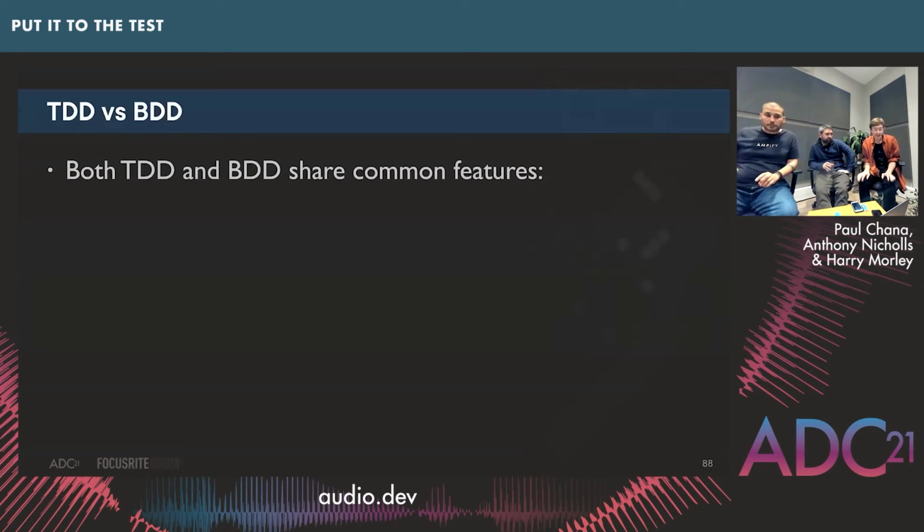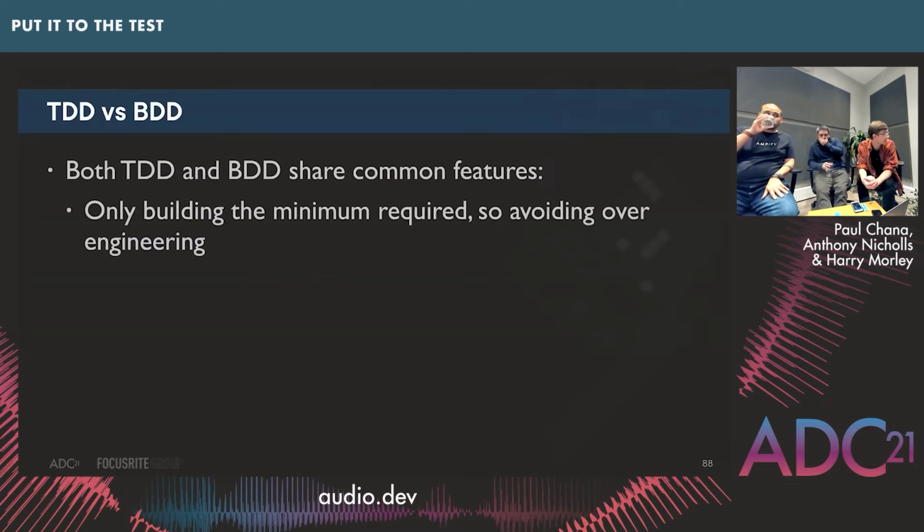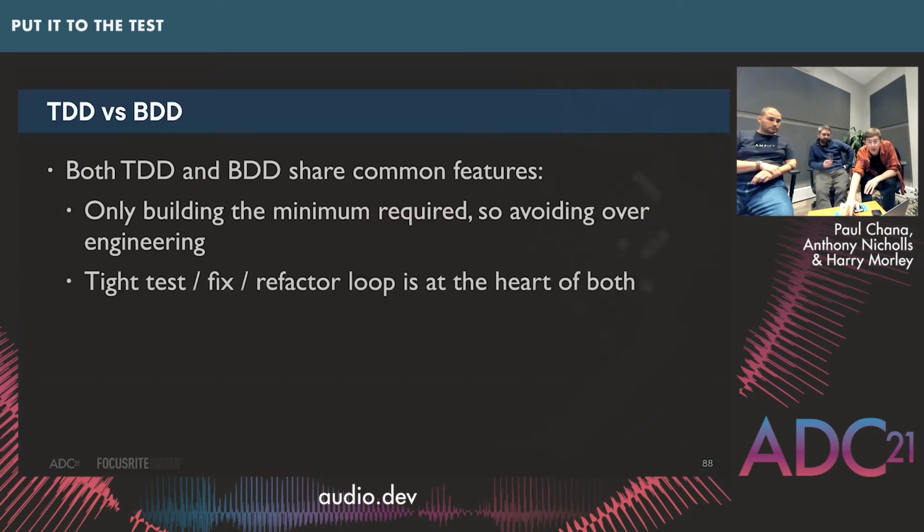So TDD is test-driven development. BDD is behavior-driven development. They share common things. The idea of testing in general is that if you follow this process, you only build the minimum required things. You don't over-engineer and create all these things that you don't actually need, that might have a load of bugs in, that you might come back to later and they don't work. You just do it bit by bit and test as you go. And at the heart of both processes is this write a test, make it work, and then make it even better kind of cycle.